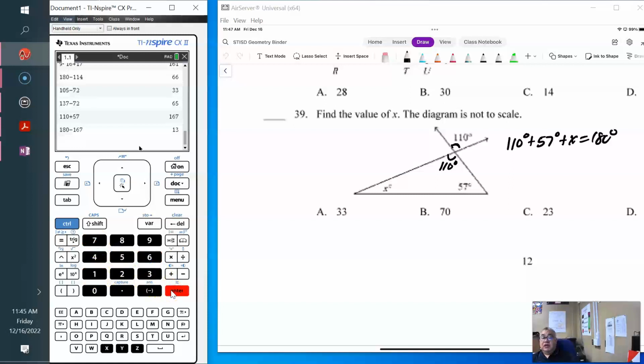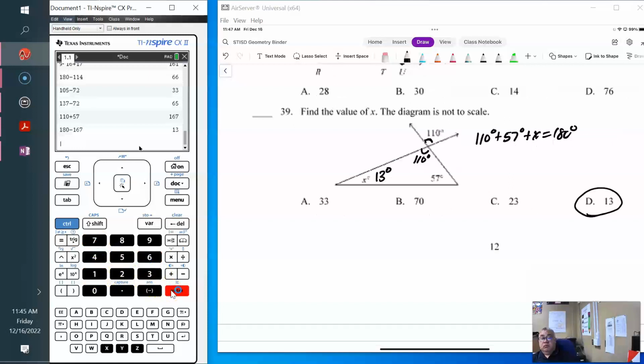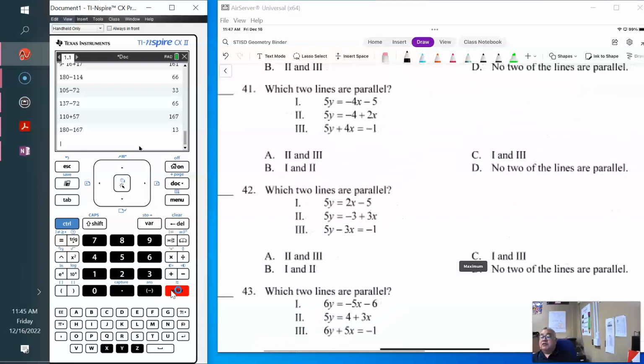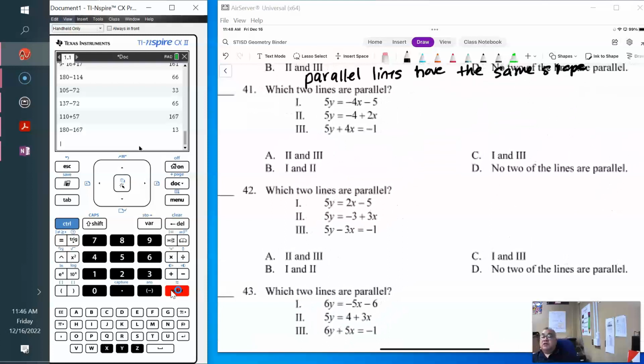So we know that angle x is going to be 13 degrees. Remember that the sum of the angles in a triangle is 180. For 41, when we talk about parallel lines, parallel lines have the same slope.